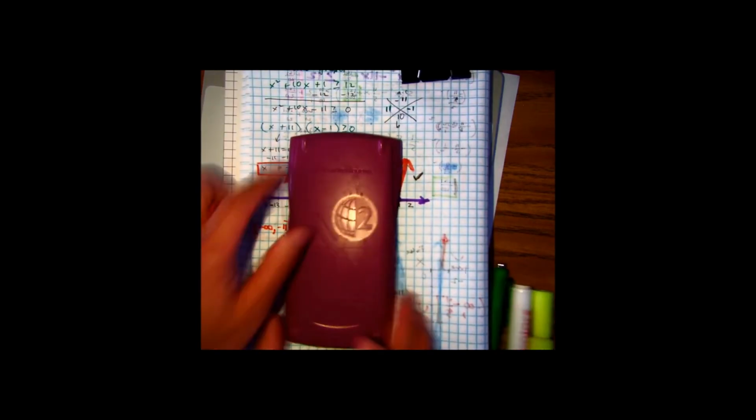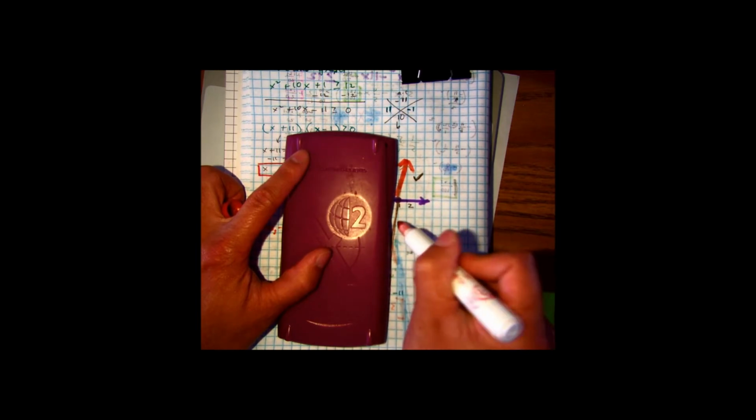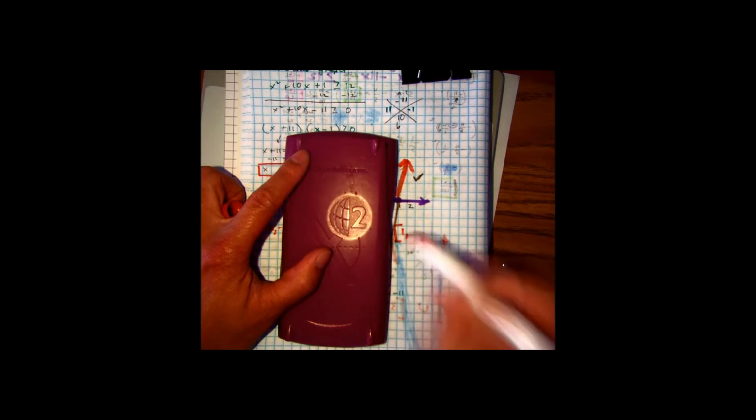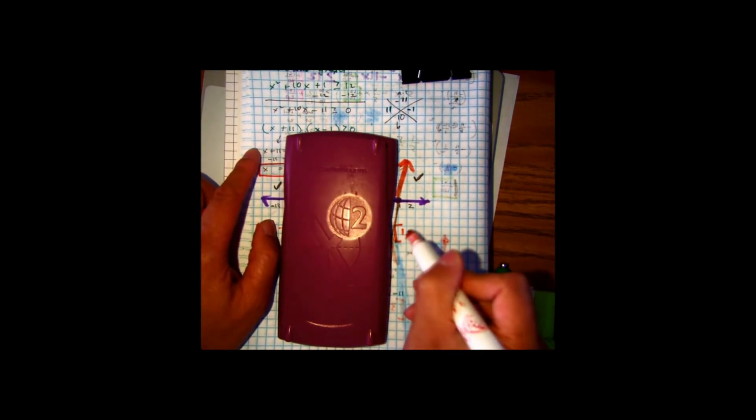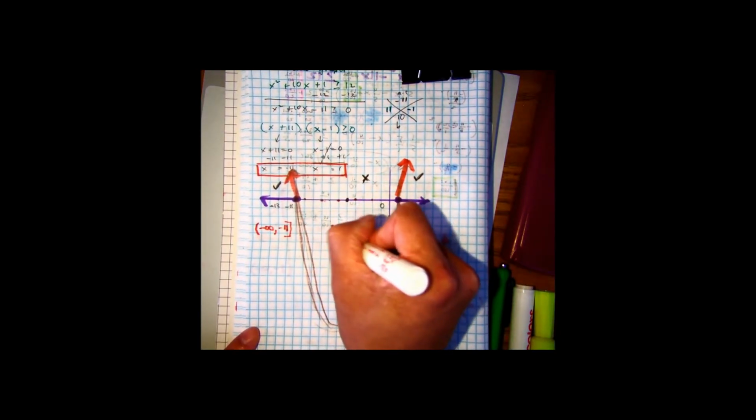Okay, let's go over here now. I'm starting here. What's the number? Parentheses or bracket? Going towards where? Infinity because of the arrow. Class, do we have solutions in between? No. You're going to put a U for union. My interval notation is negative infinity to -11.